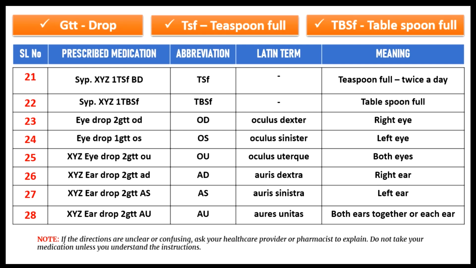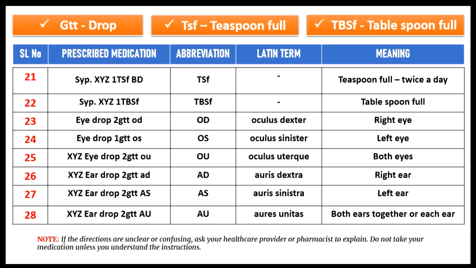Number 22. Syrup XYZ 1 TBSF. TBSF stands for tablespoonful. Number 23. Eye drop 2 GTT OD. Whenever you see GTT, it means drop. The Latin term of OD is oculus dexter. It means right eye.